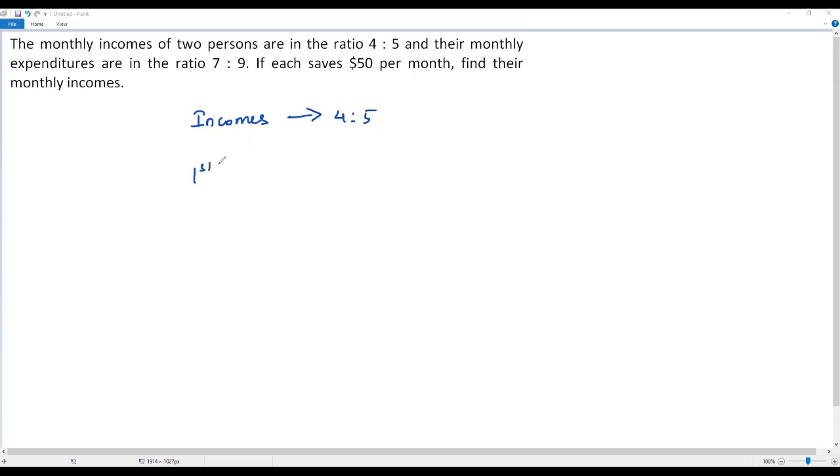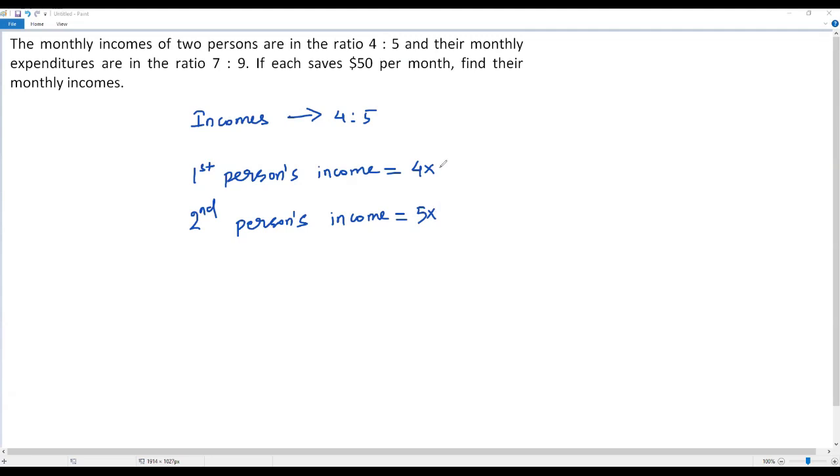Now let me write the income of the first person. So first person's income equals, to get the income of the first person, I have to multiply the first term of the ratio by the non-zero number x, that is 4x. 4x represents the first person's income. Now let me write the second person's income. To get the second person's income, I have to multiply the second term of the ratio by the same non-zero number x. Then 5x represents the second person's income.